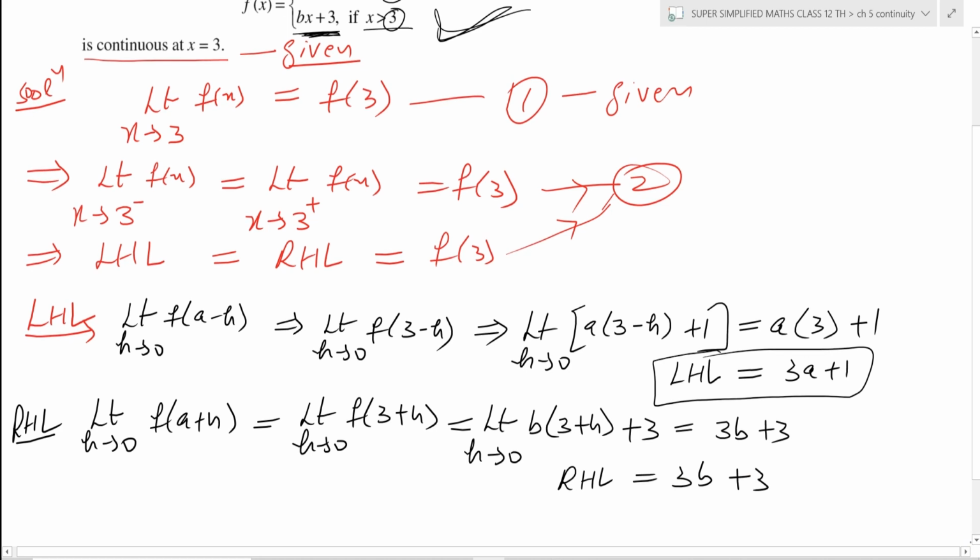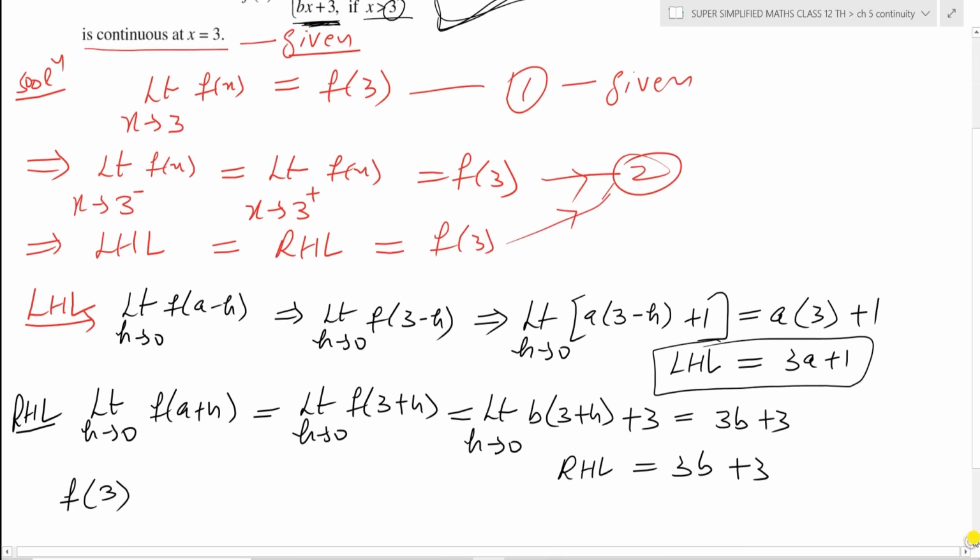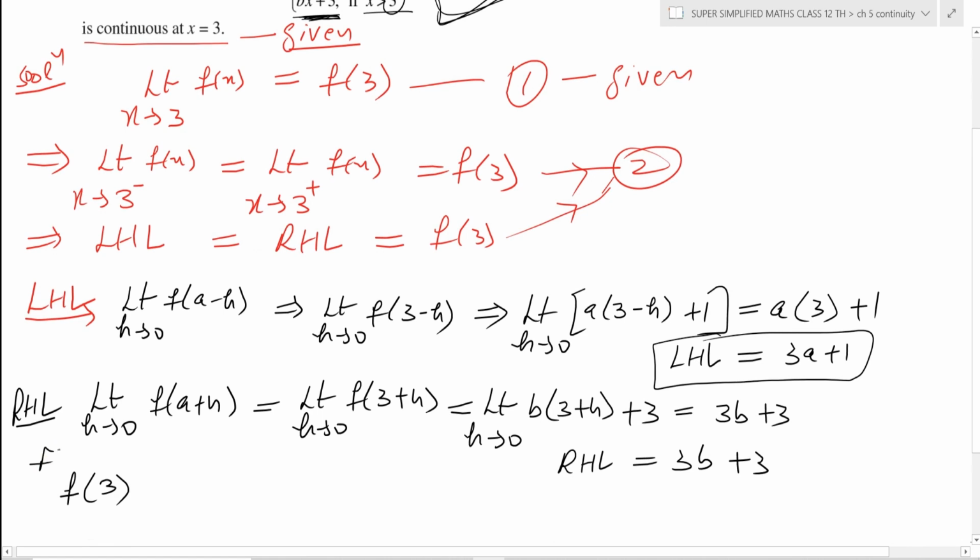Now we have to find the value of the function at the point 3. So for that we again look at the definition. The definition says that for x equal to 3, the function is ax plus 1. So fx is ax plus 1 for x equal to 3. So f3 will be, substitute x to be 3, and you get a into 3 plus 1, that is 3a plus 1.